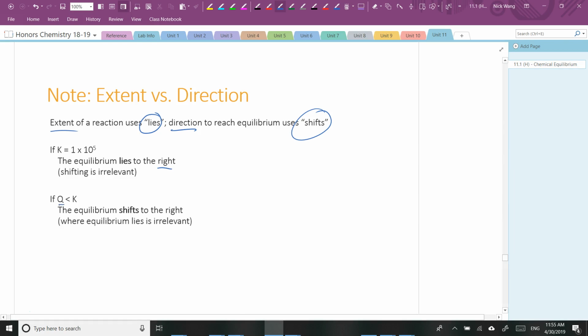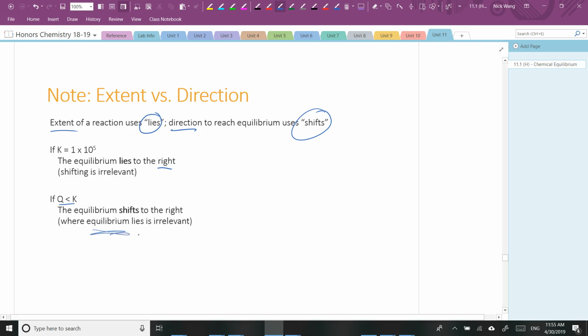On the other hand, if we're comparing Q versus K, Q is the reaction quotient, the test compared to the established K. If Q is less than K, we don't have enough products: the numerator is not high enough compared to the denominator to make it equal to K, so it's going to shift to the right. We reach equilibrium by generating more products and using up reactants, and eventually that's going to equal K.